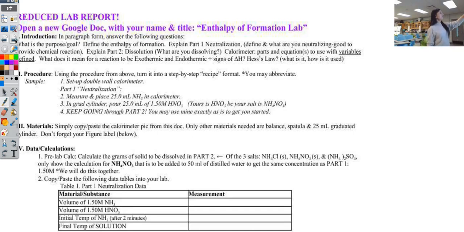So what does it mean for a reaction to be exo and endo? What are the signs? What is Hess's law? What is it and how do we use it?